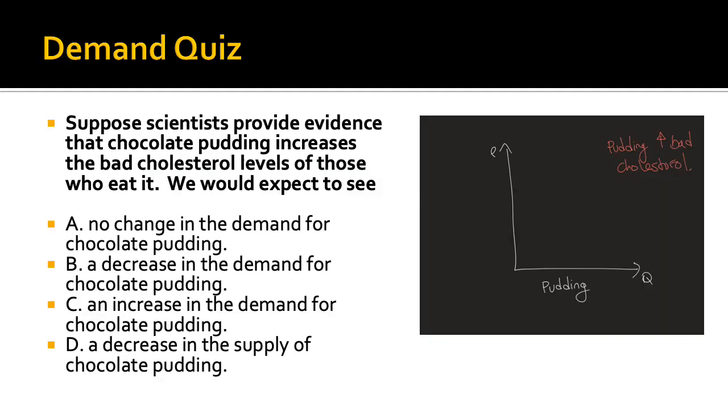Next quiz. Suppose scientists provide evidence that chocolate pudding increases the bad cholesterol levels of those who eat it. What would we expect? This is a change in tastes and preferences. So bad cholesterol increasing due to consumption of pudding will decrease the demand for the pudding. This video will show you the process.